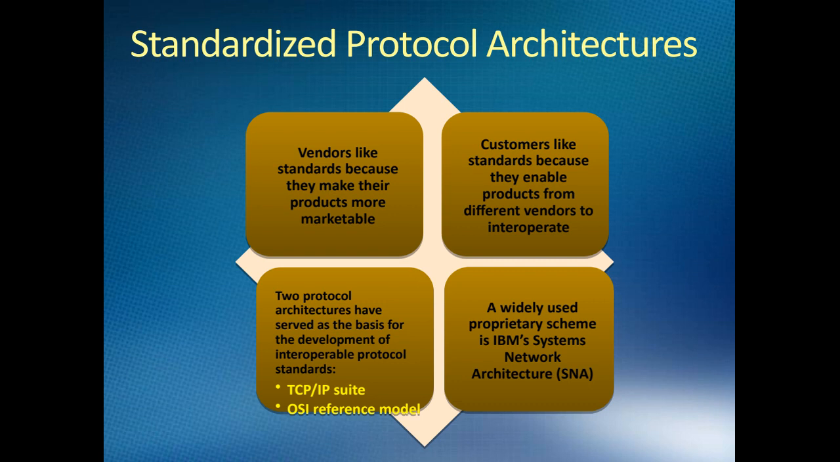A widely used proprietary scheme is... What is the opposite? Proprietary. Proprietary will only work on its own system. IBM has its proprietary SNA network architecture. SNA is only for IBM. TCP/IP and OSI are for any system.